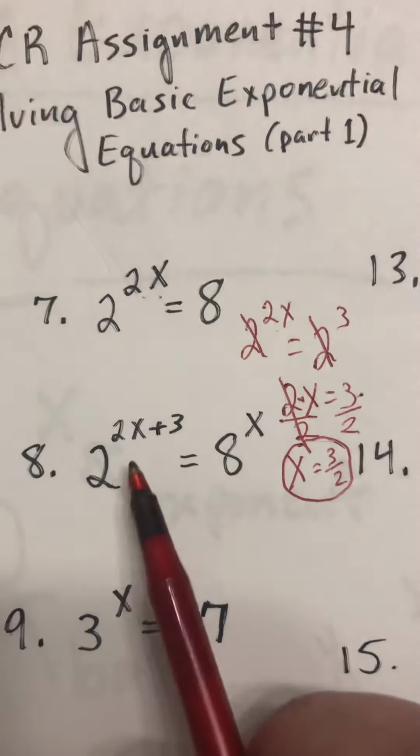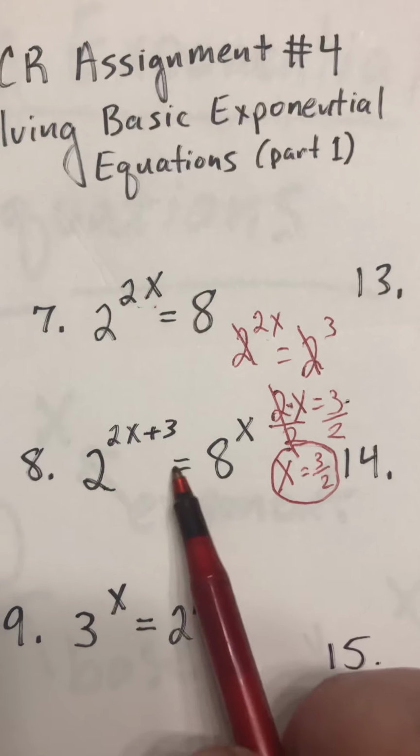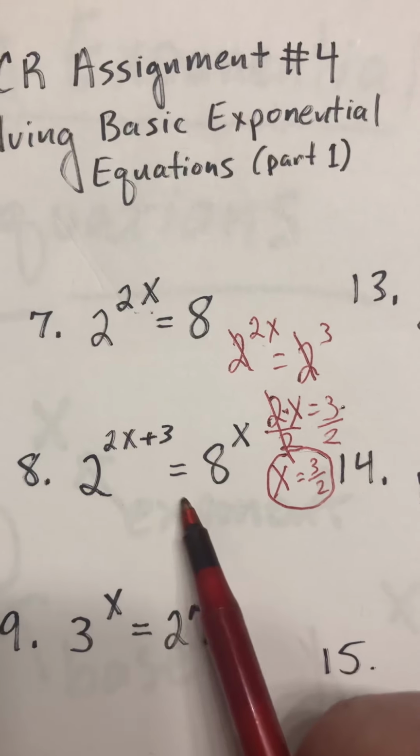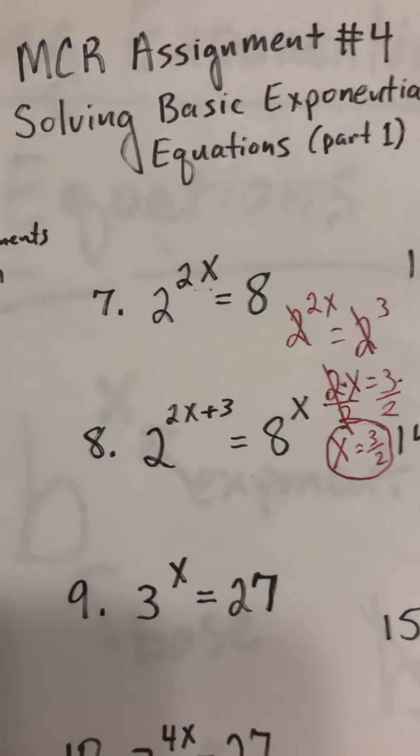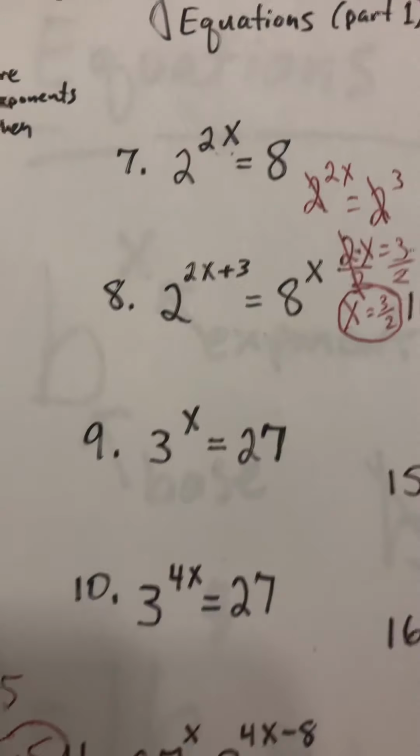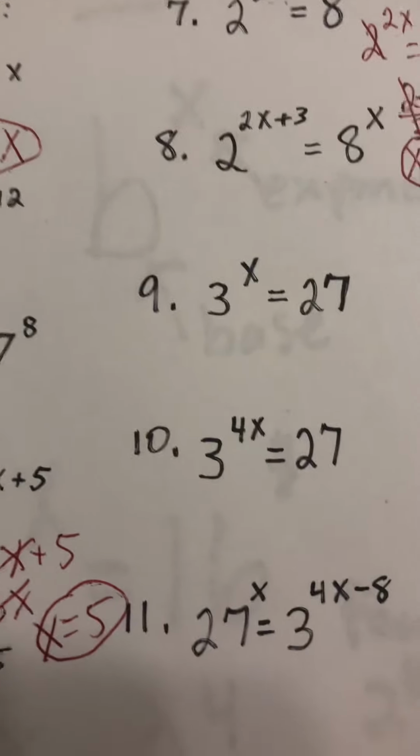And so just don't be fooled if they add extra things. All you just remember is make the bases the same, cancel them off, and set the exponents equal to each other. And just remember what you did back in Algebra 1. Let's jump down to ones that are a little bit more tricky. Let's try number 11 here.